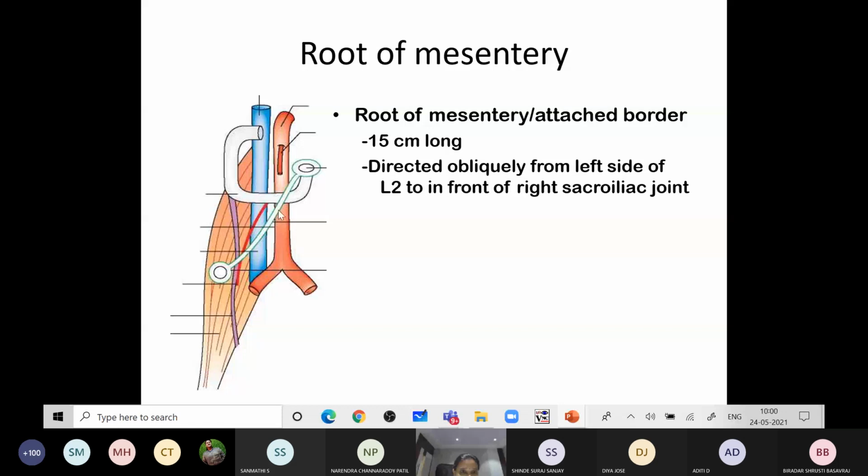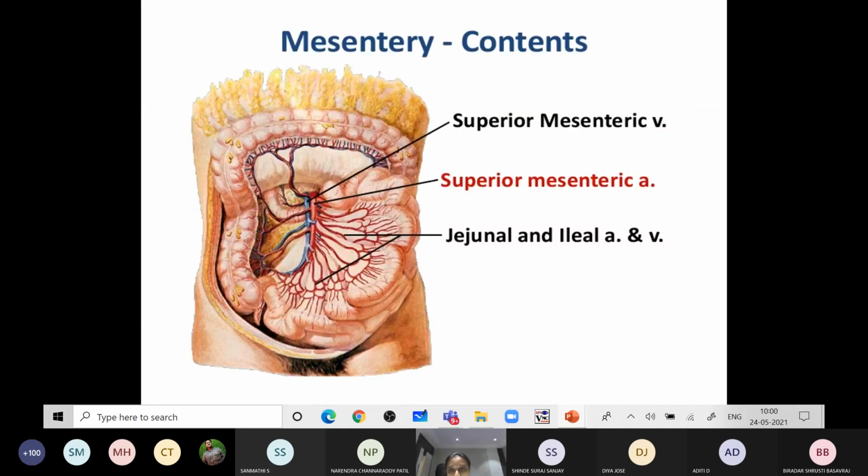See here, it is cut. This is the attachment of the root of the mesentery. This is 15 centimeter long, directed obliquely from left to right, from the left side of L2 to the front of the right sacroiliac joint. It contains superior mesenteric vessels and their branches.